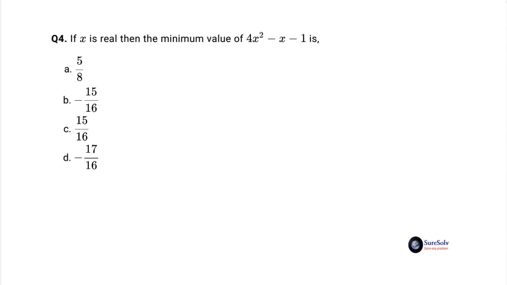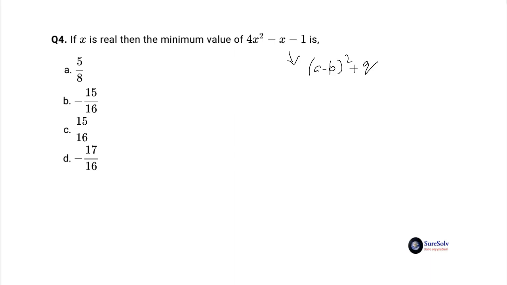Question 4 is, if x is real, then the minimum value of 4x square minus x minus 1 is option A 5 by 8, option B minus 15 by 16, option C 15 by 16 and option D minus 17 by 16. This is a problem of minimization of a quadratic expression and we will follow a simple standard method of minimization. Basically, we will convert the given quadratic expression into an expression with a component of perfect square of sum in x of the form (a minus p) whole square plus q, where p and q are the numeric terms and a is the variable.